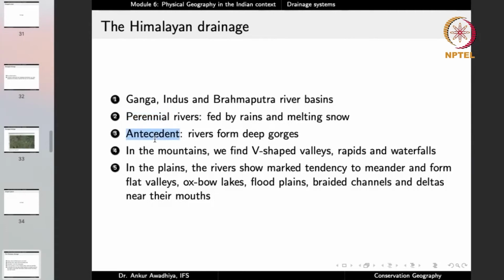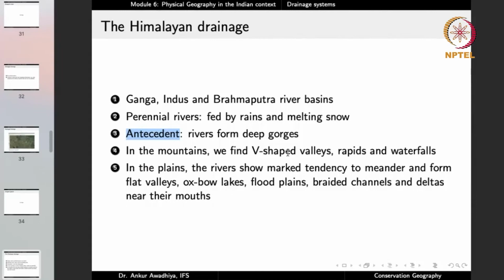So in the rainy season they get their waters from the rains, in the summer seasons they get their waters through the melting of the snow, and so they have water all the year round. They are perennial rivers. They are antecedent rivers, meaning that they were existing before the mountains rose, and so the rivers formed deep gorges. The rivers continued to move in the direction in which they had been flowing before the Himalayas came up, and so the rivers cut through the Himalayas and formed very deep gorges, very deep valleys.